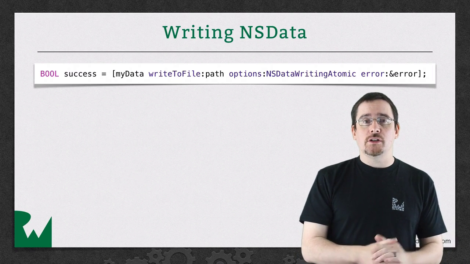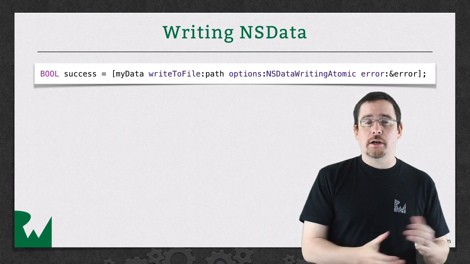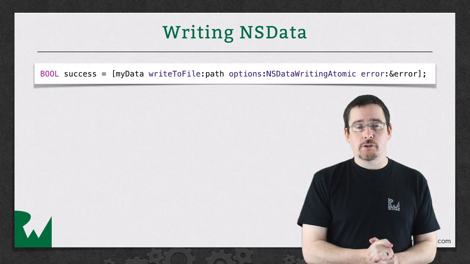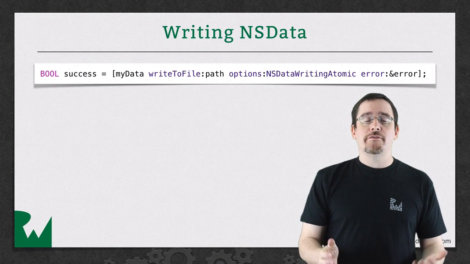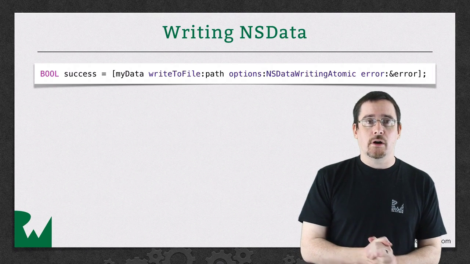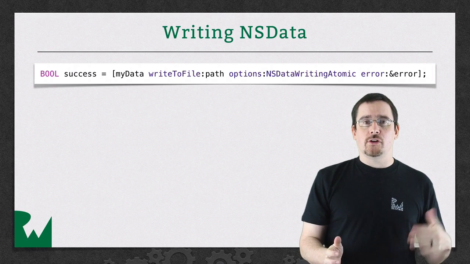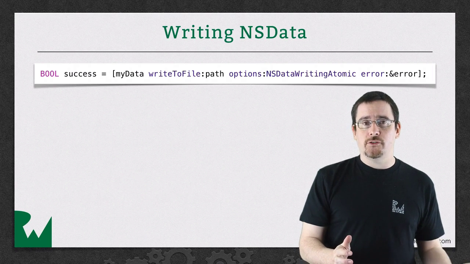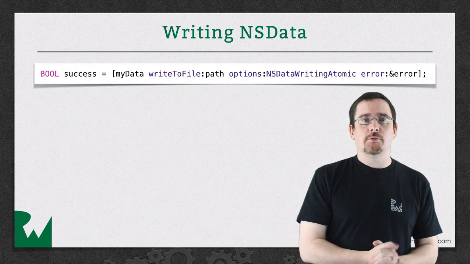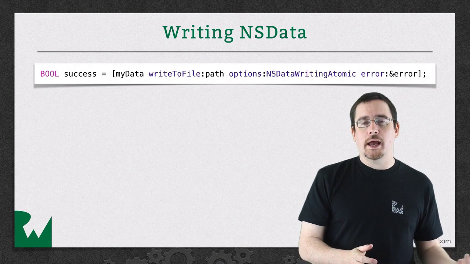The next argument is a pair of options that you can provide, and I'll go over those in just a moment. And the final is an address for an error object. This is standard error checking in iOS. The method returns a yes or no, and if the method fails to write, it's going to populate that error object for you so you can see exactly what happened.